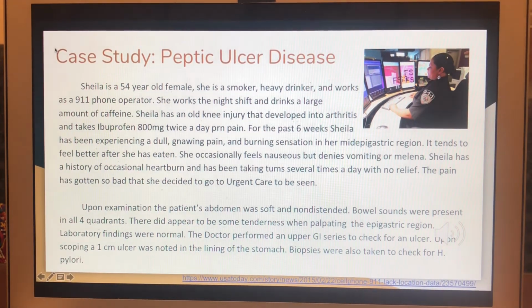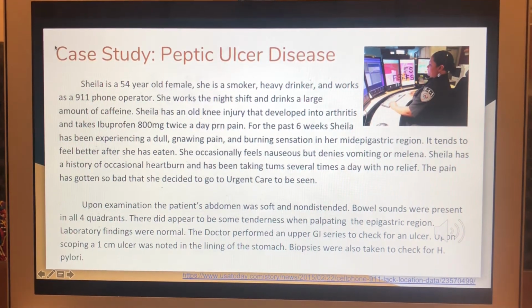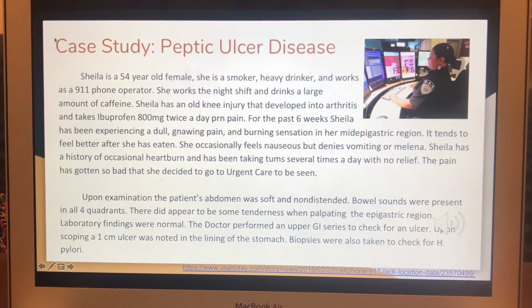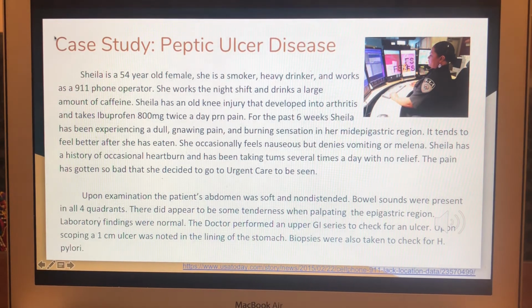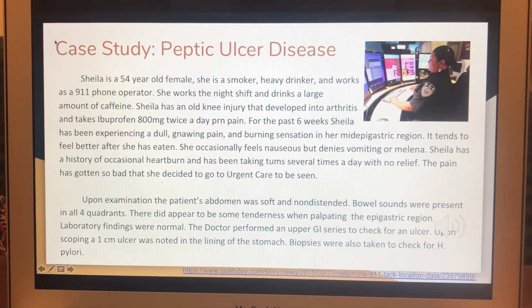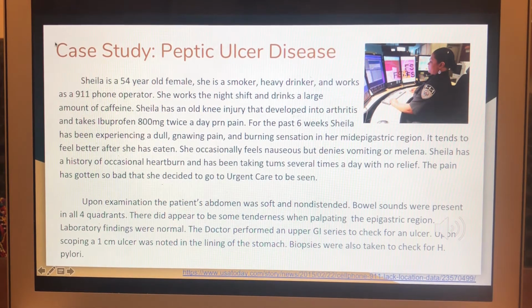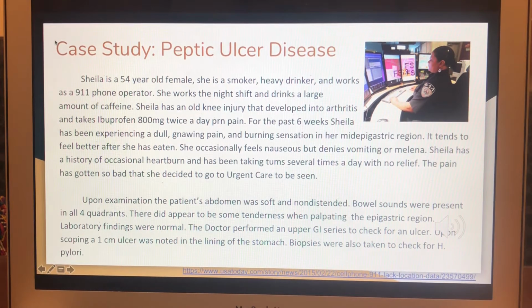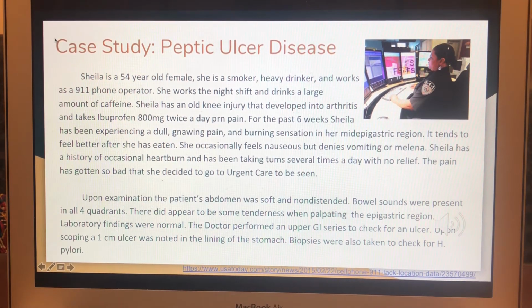We will start with a case study on Sheila, a 54-year-old female. She is a smoker, a heavy drinker, and works as a 911 phone operator. She works the night shift and drinks a large amount of caffeine in order to stay awake during her stressful job. Sheila has an old knee injury that developed into arthritis and takes ibuprofen 800 milligrams twice a day as needed for pain.